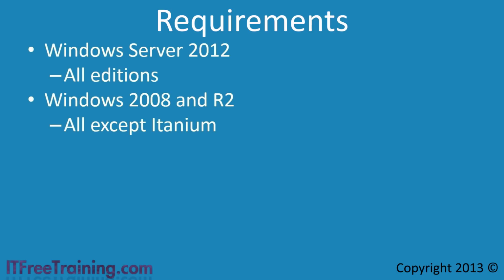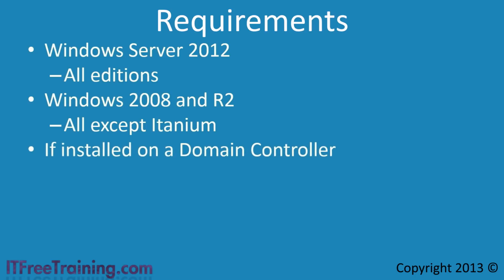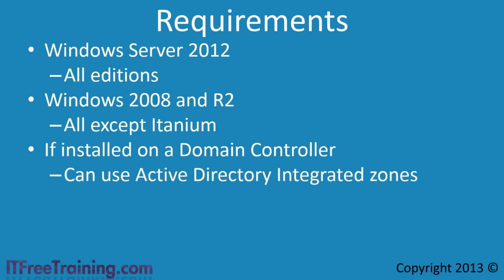Before you decide which server and edition you want to use, the next point to consider is if you will install DNS on a domain controller or a member server. If you install DNS on a domain controller, this allows DNS to use Active Directory integrated zones. This essentially means that the DNS records are stored in the Active Directory database, meaning that it can take advantage of Active Directory's additional security and also its replication.